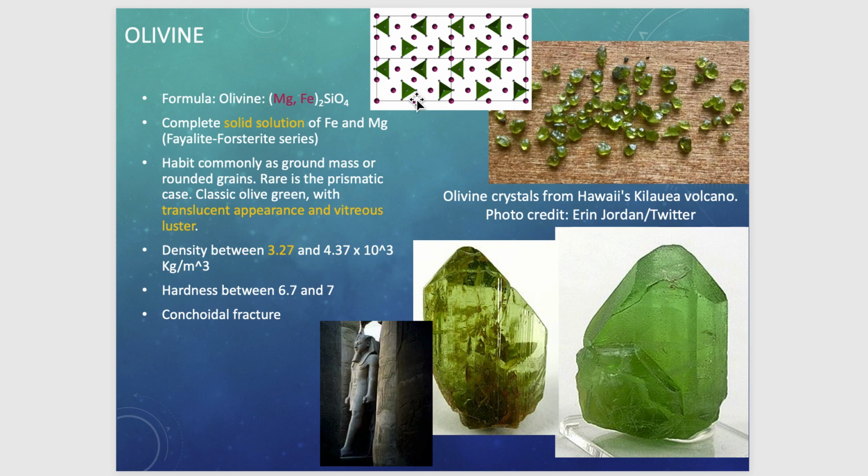For the sake of discussing the varieties of olivine, we can say that we have two main varieties: the fayalites and the forsterites, and this is a complete solid solution between magnesium and iron. The magnesium variety tends to be of a nice green color. You can see some examples here of two types of the peridot variety of olivine.